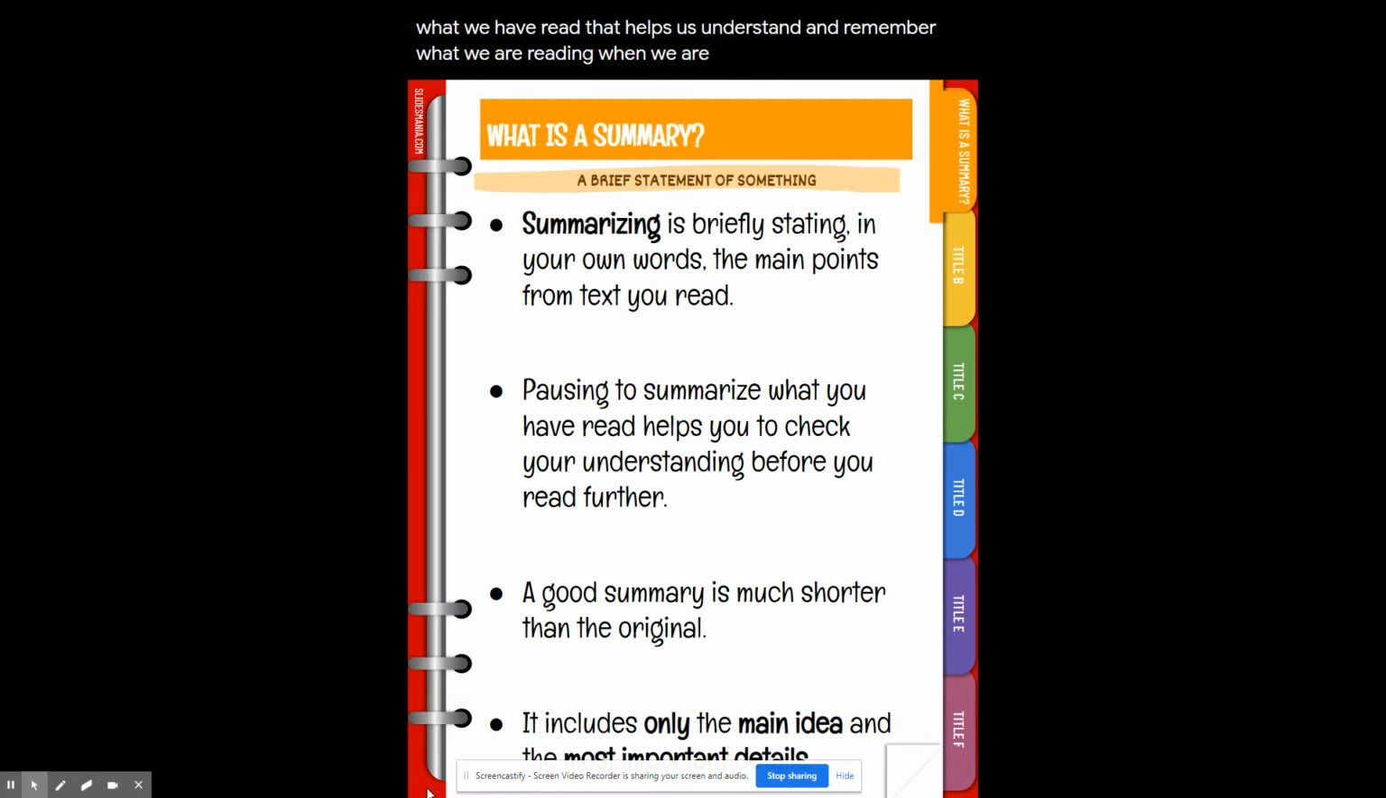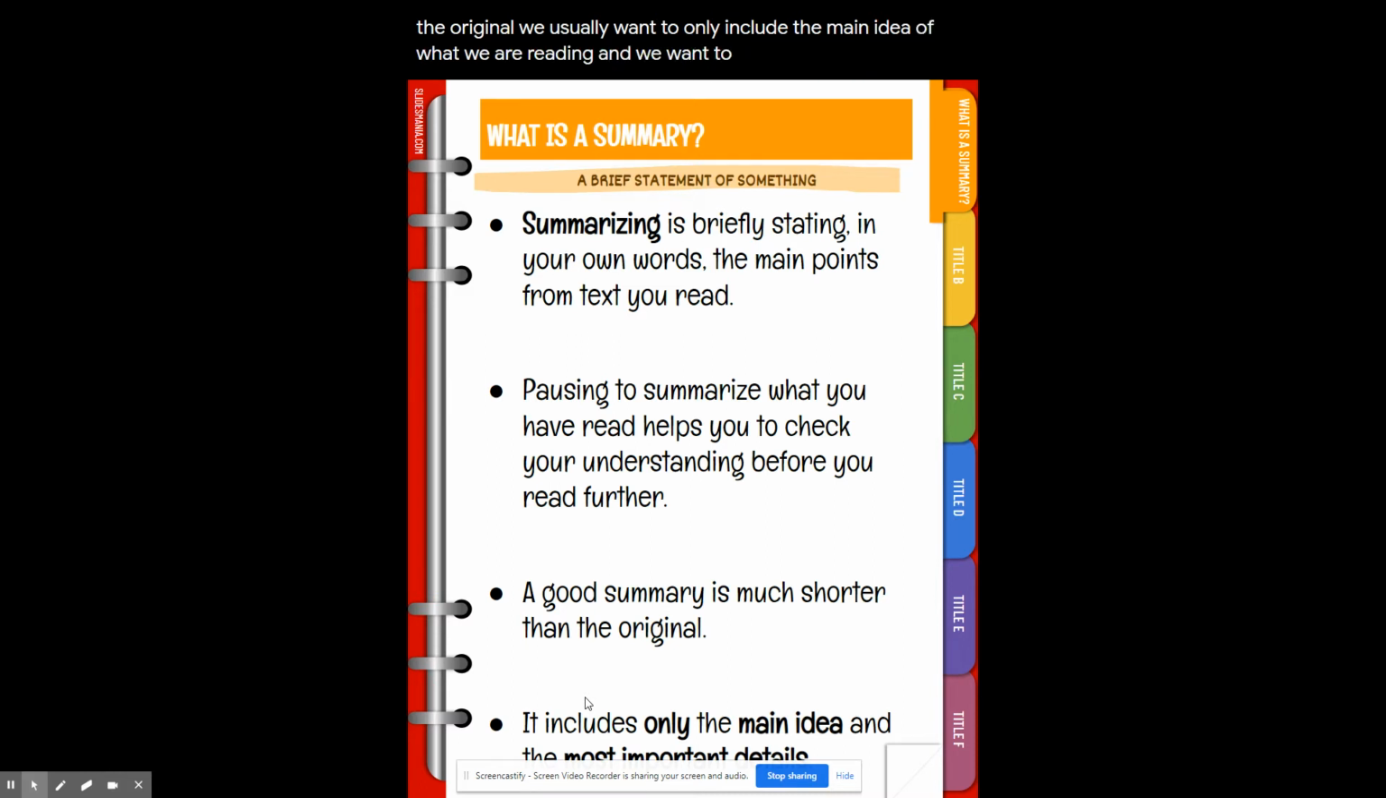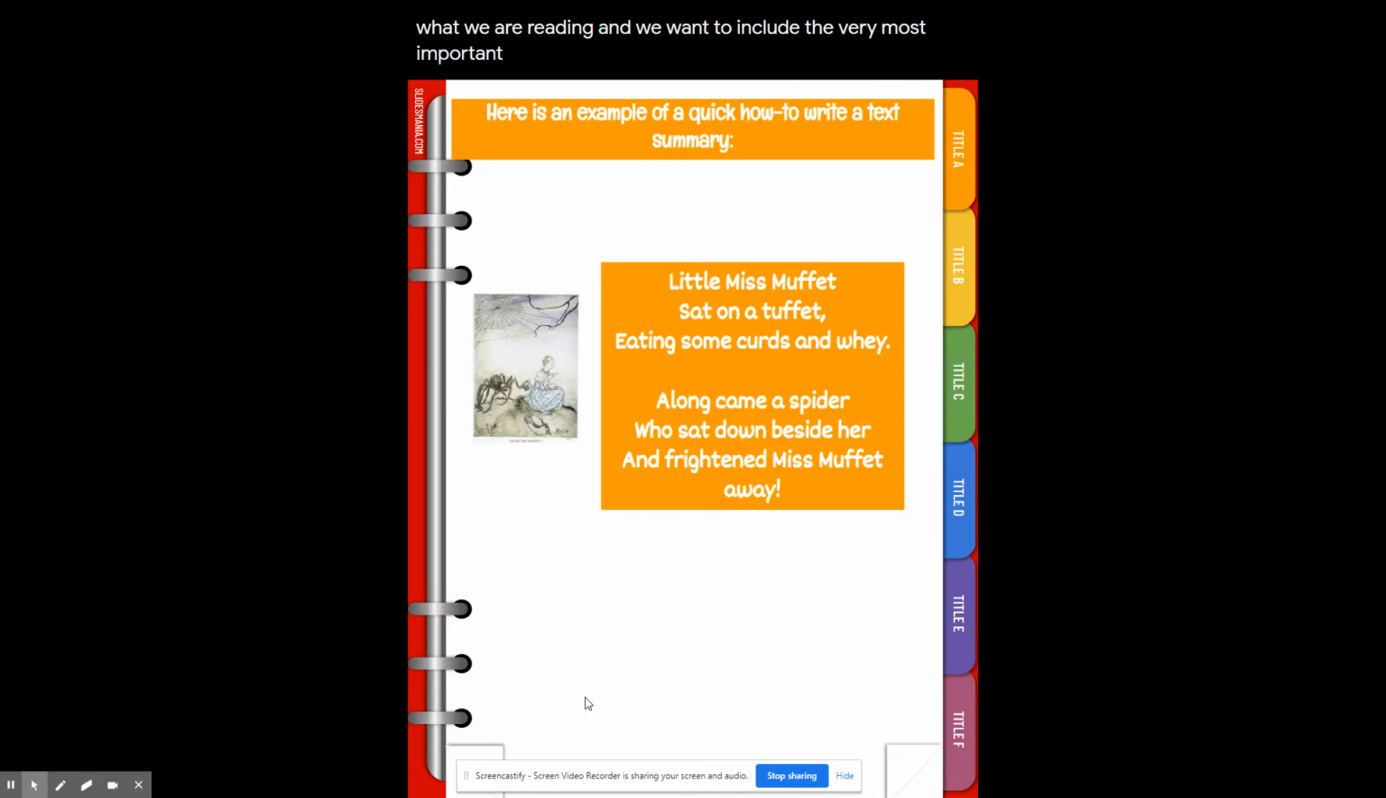When we are writing, a good summary is much, much shorter than the original. Actually, when we are speaking or texting, a good summary is also much shorter than the original. We usually want to only include the main idea of what we are reading, and we want to include the very most important details. Here's an example of how to write a text summary, a very quick text summary.